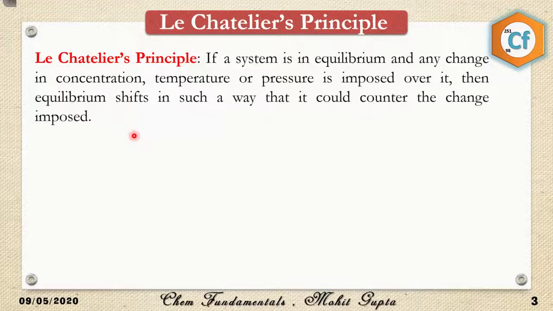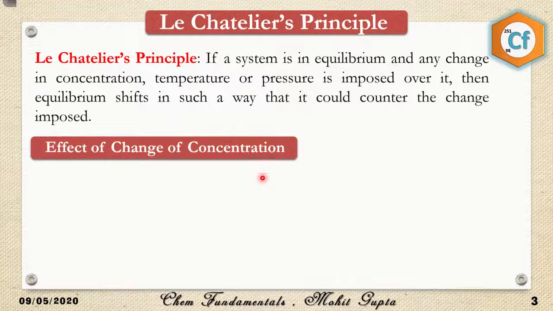What does it mean? It means if you have a reaction in equilibrium and you carry out any change, such as a change in concentration, if you add any reactant or remove any product, if you increase or decrease the temperature, or the pressure or volume, then equilibrium gets disturbed. During this disturbance, equilibrium shifts in such a way that it could counter or undo the change that we have imposed over it. So let us understand a little bit more about it.